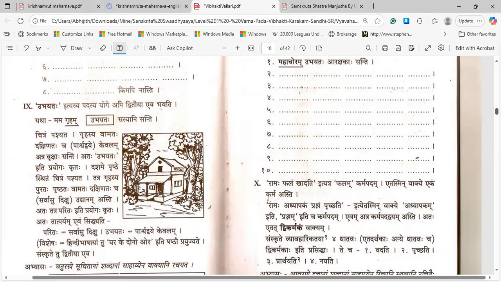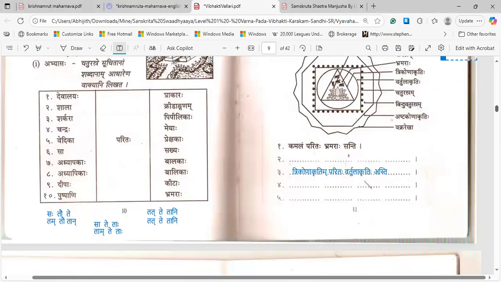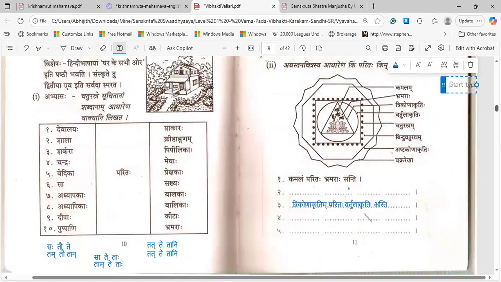Welcome, everyone. Previous exercise, I think everybody has understood. Any doubts with that? Paritaha. No, Mahoday. No, Mahoday. Paritaha means surround.